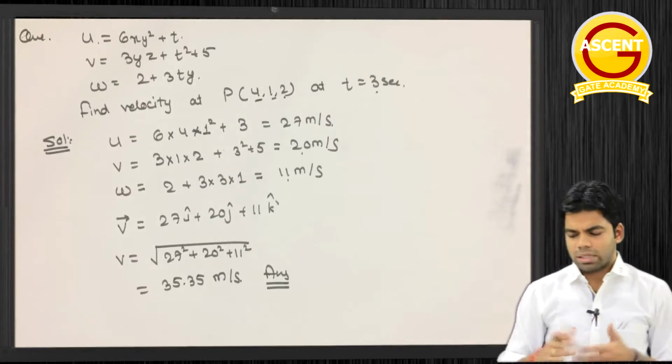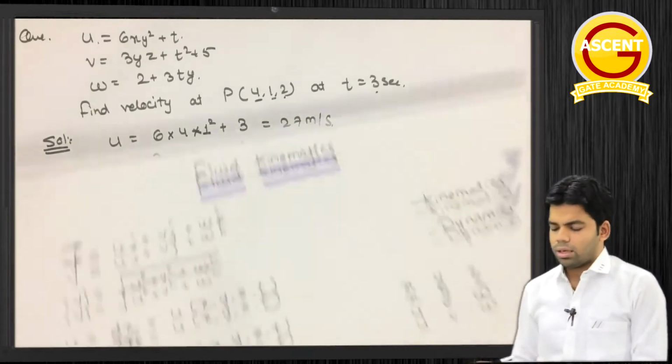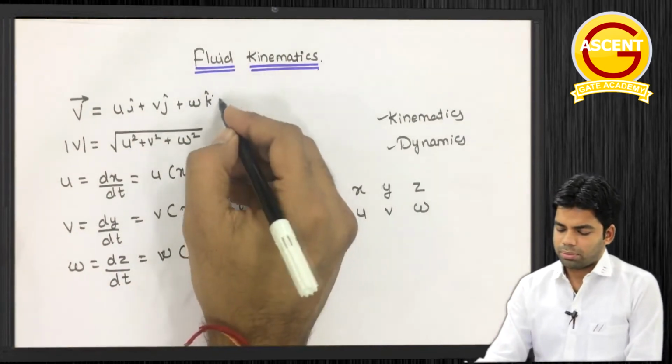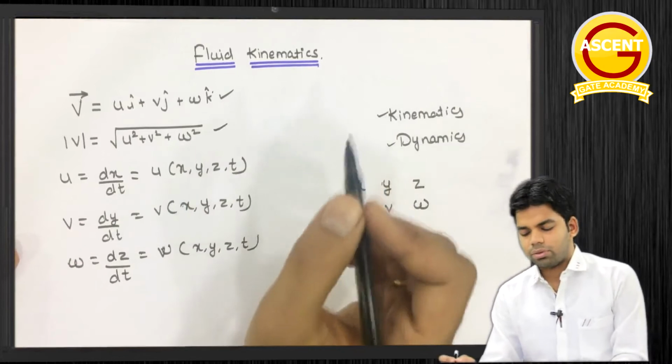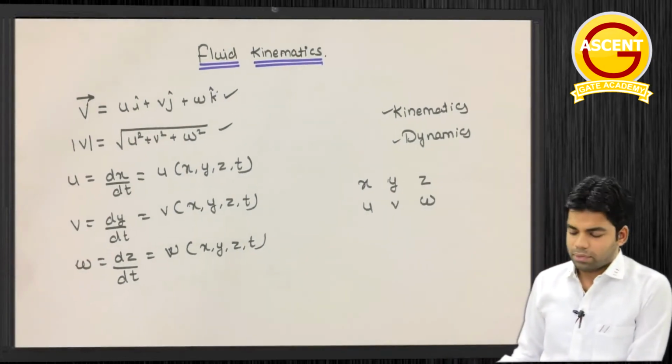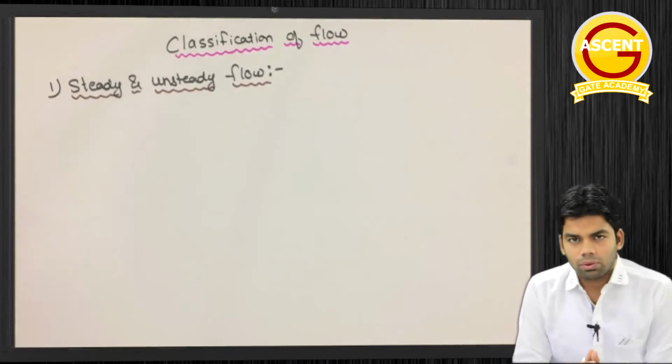This was just to recall your concept of velocity vectors. Velocity, as I told you, can be represented as u i plus v j plus w k, and the velocity magnitude is equal to the square root of u square plus v square plus w square. Now coming to the classification of flow, very important.